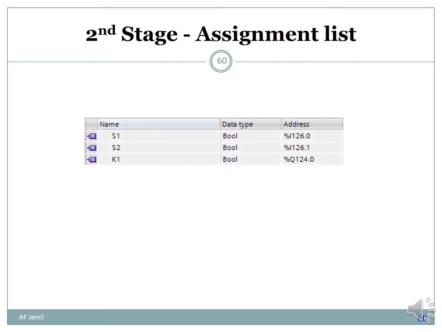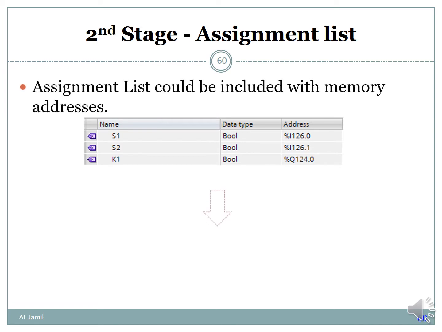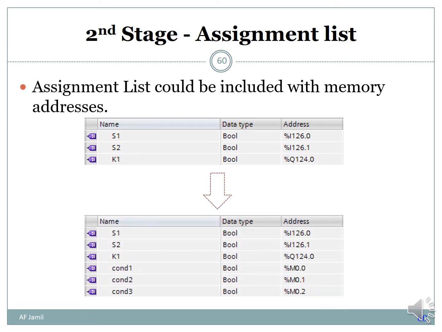Next, the second stage, assignment list. Previously, we know that the assignment list only contains input and output addresses, but by now you should know that the assignment list can also include the memory addresses. So for the system just now, we identify the input and output devices and we put them in the assignment list to be fixed with certain addresses.